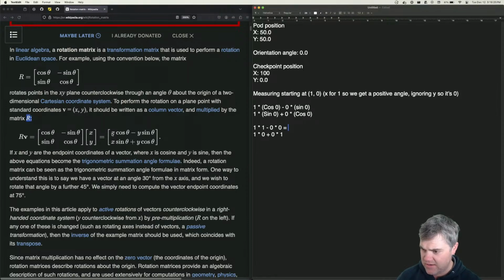Wait, how do I do a dot product for this? This is now just like the top and the bottom of it, so it just becomes x and y, right? So our x then is 1 times 1 minus 0 times 0, so 1 minus 0, so it's 1. I'm doing rotation by 0 degrees. Okay, so perfect. And then this is 1 times 0, 0 plus 0 times 1, so 0. Okay, perfect.